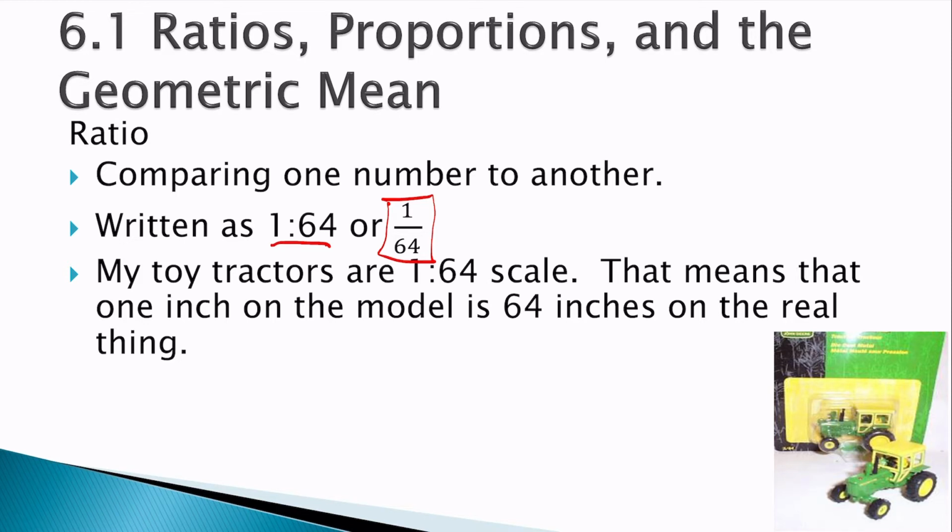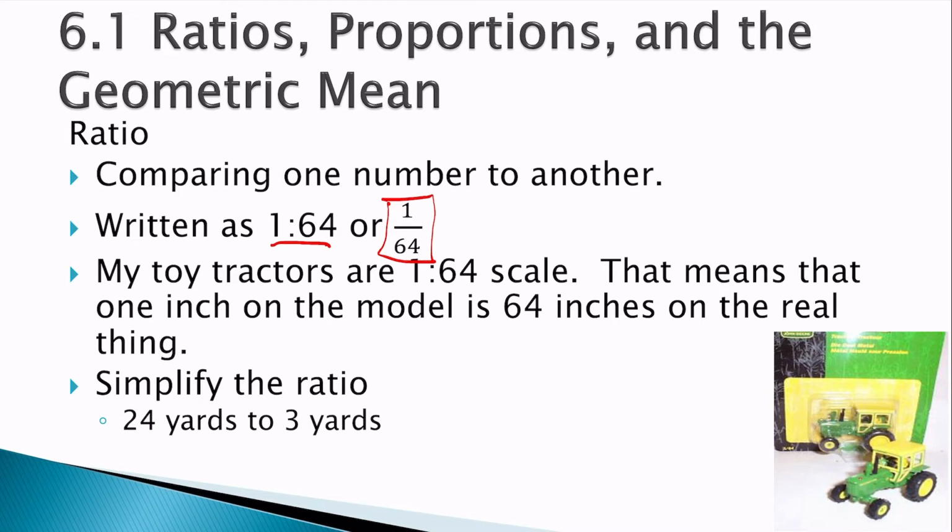So before we go further into ratios, let's simplify a ratio. 24 yards to 3 yards. So the 24 on top, 24 yards, and 3 yards. If the units are different, you'll have to convert to get the same units, and the units will cancel. And 24 over 3 reduces to 8 to 1. You can write it as a fraction or as a colon, but the 1 must be there because we're still comparing the 8 to the 1.